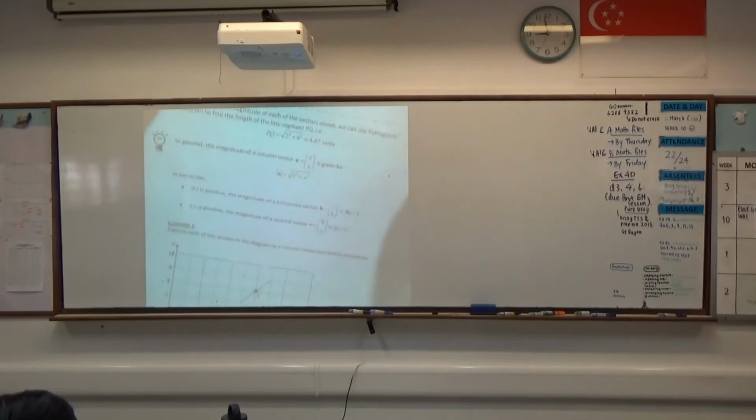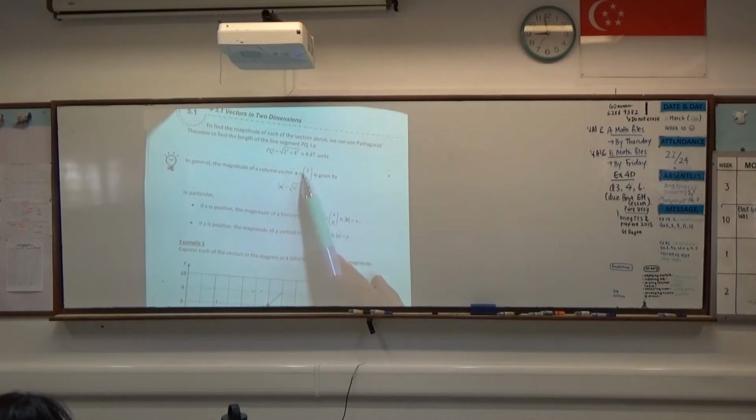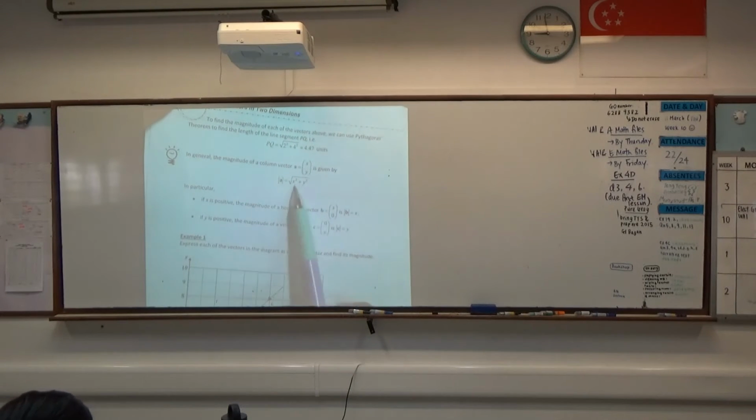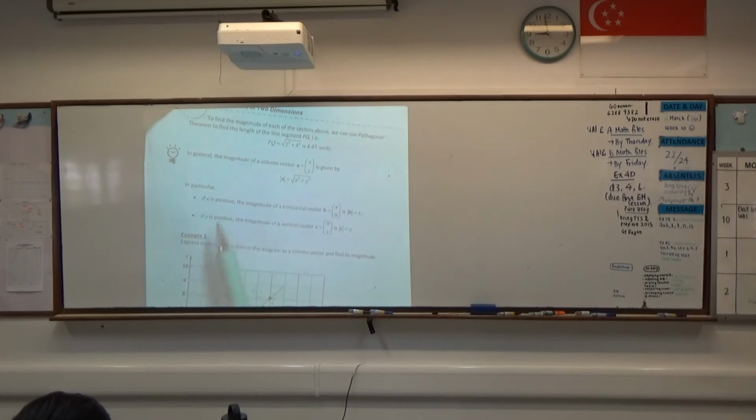So in general, whenever you're given a column vector, so let's say a vector A with the column vector xy, we take the square of the x component plus the square of the y component and then take the square root. Alright, so that is how we determine the magnitude of a vector.